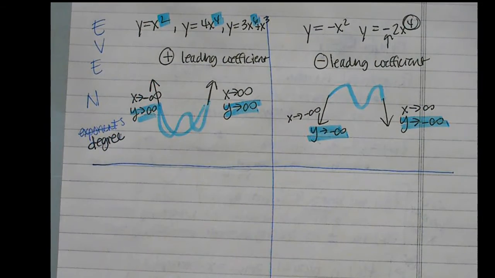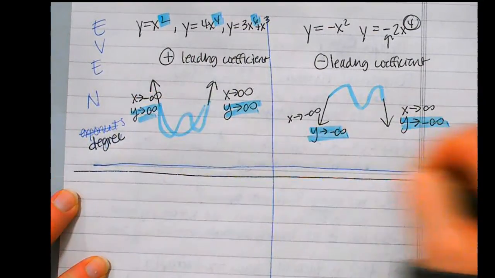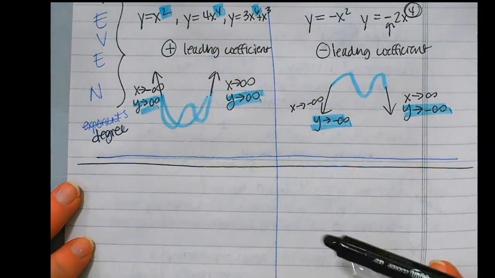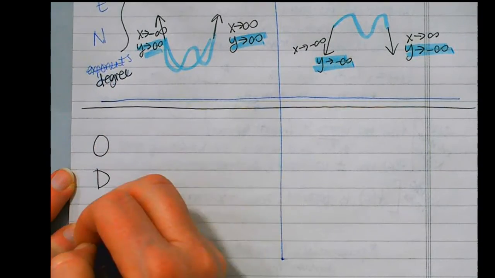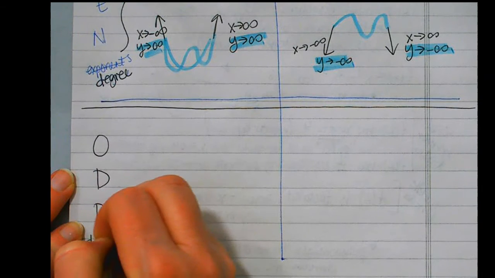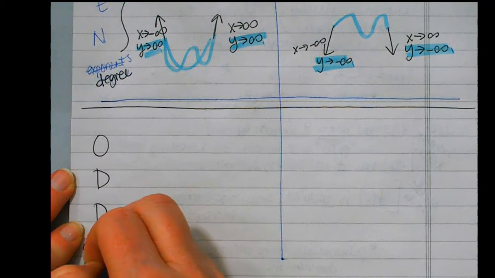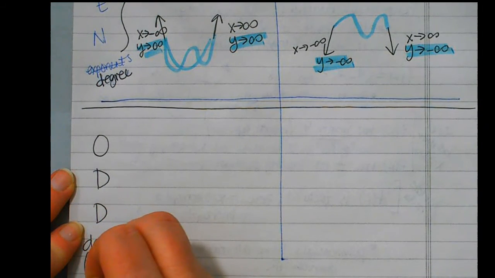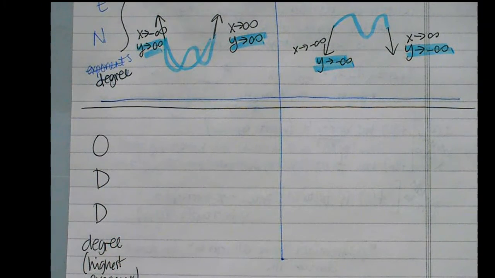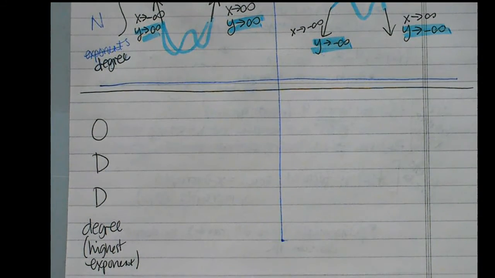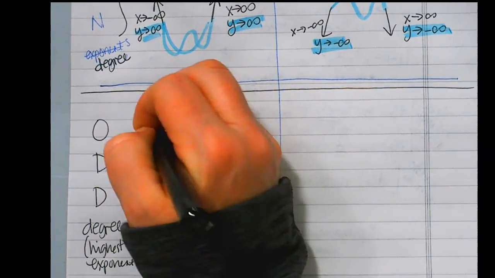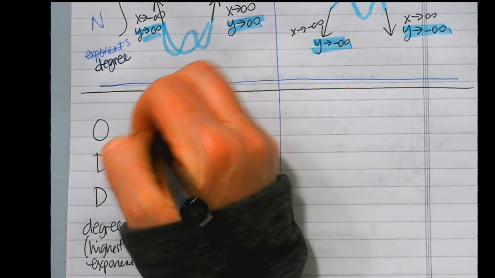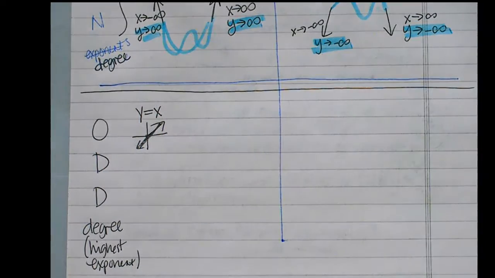Now, odd degrees are different. So this was my even section. Now I'm going to look at odd degree. So that's the highest exponent. And odd degrees for polynomials start with a line. Okay? You remember y equals x looks like this. Goes to the origin, but it goes like this. One end goes up and one end goes down.